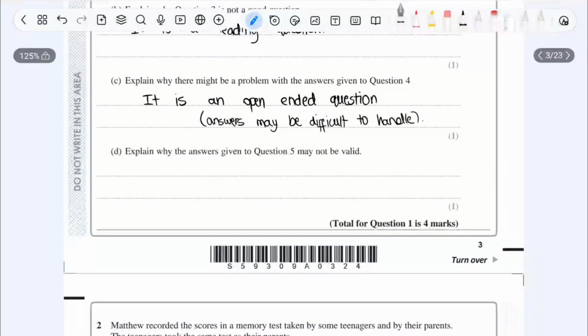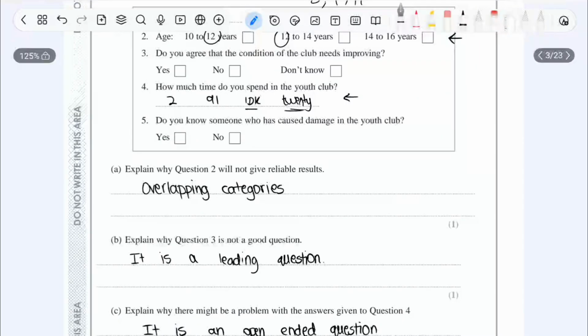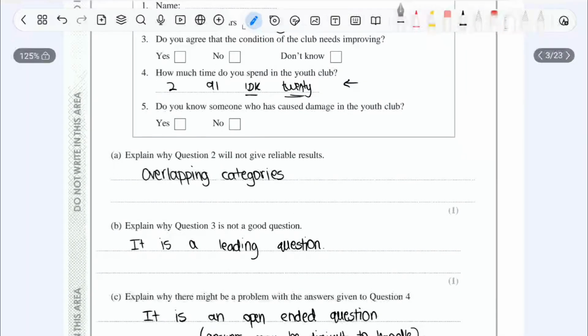Part D. Explain why the answers given to question 5 may not be valid. Do you know someone who has caused damage in the youth club? Well, if it's someone you know, perhaps your friend, or perhaps someone you don't want to snitch on, you're probably going to say no.